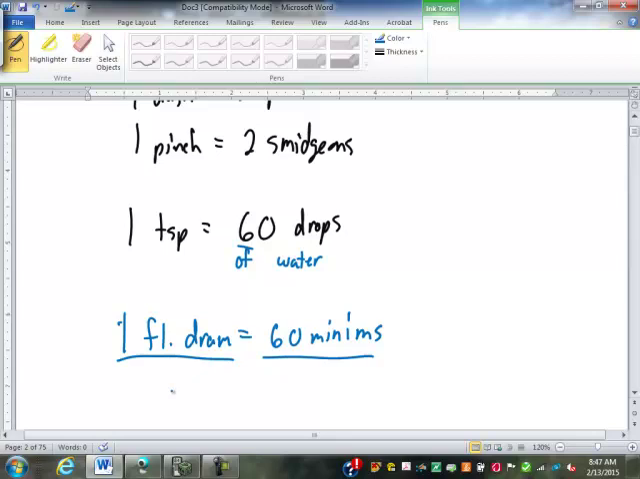A fluid dram, if you wanted to compare it to a teaspoon, remember a dram is a 1/16 of an ounce. A teaspoon is about a 1/6 of an ounce, so a fluid dram is a little bit smaller than a teaspoon. I haven't even really listed a fluid dram yet because they're not used that much anymore. But 1 fluid ounce, of course, is the 16 fluid drams.